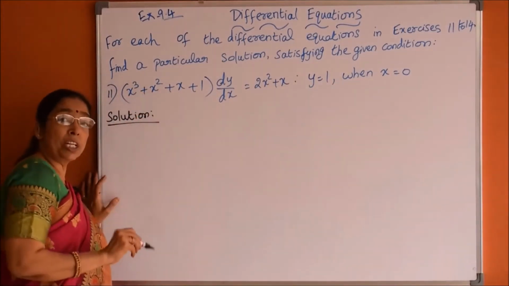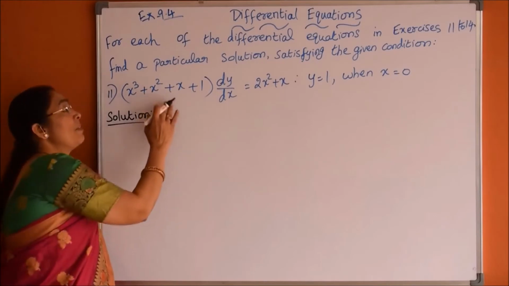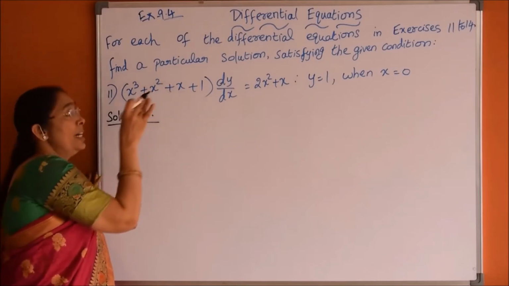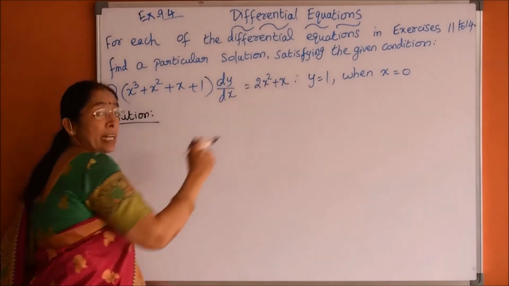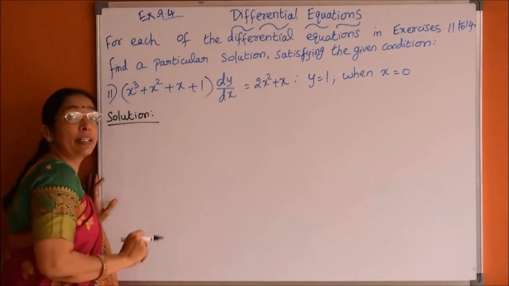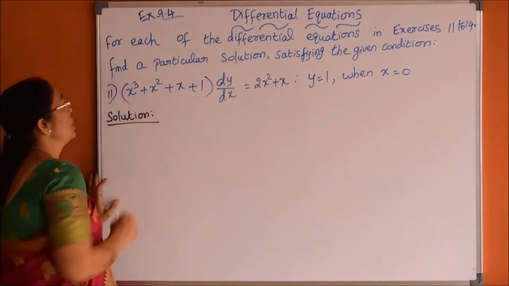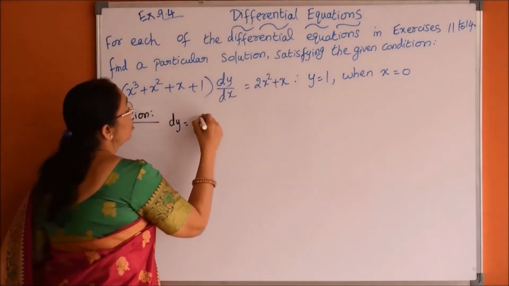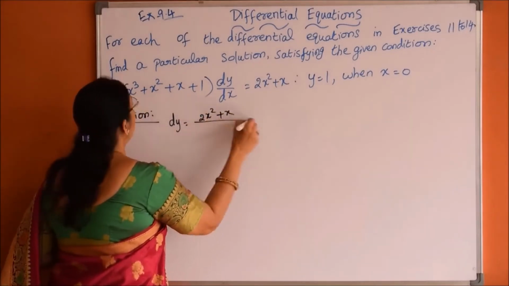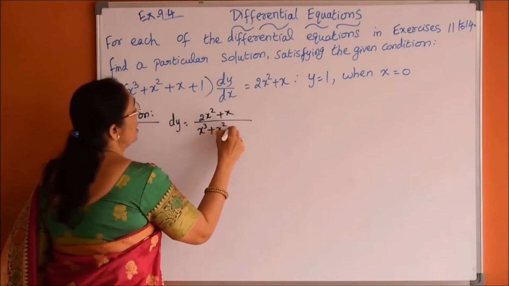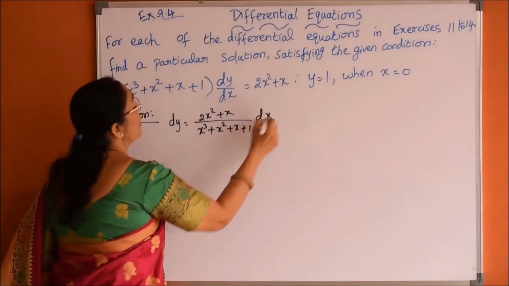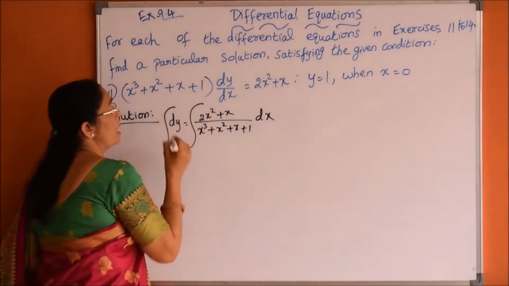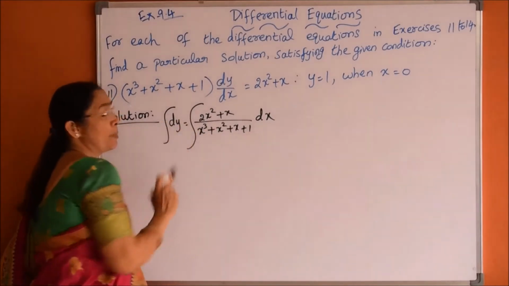Now the procedure is similar to the previous 10 problems. We will solve this differential equation and form the equation in x and y, and to find the constant term c we use this condition. So we are going to solve this differential equation by the method of variable separable. Now the given equation we can separate like dy is equal to 2x square plus x divided by x cube plus x square plus x plus 1 dx. So we have on the left hand side only dy, and on the right hand side 2x square plus x by x cube plus x square plus x plus 1 dx.